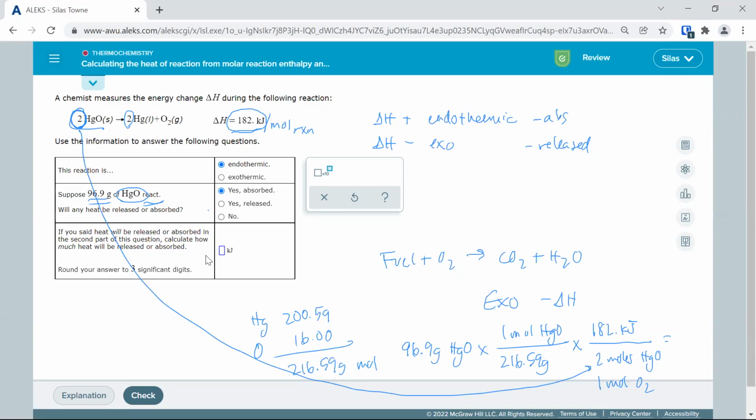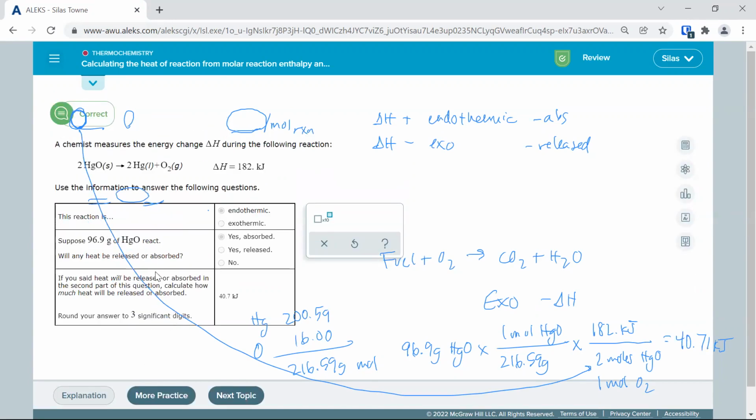So we get 40.71 kilojoules. Now with 3 significant figures, we get 40.7 kilojoules. There we go. So endo-exo, that plus or minus is going to give it away. Released, absorbed. So released goes with exothermic, absorbed goes with endothermic, and then using stoichiometry to calculate exact kilojoules.